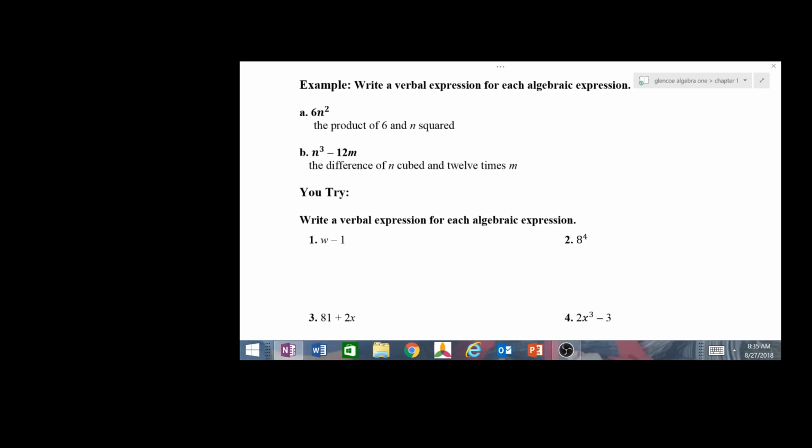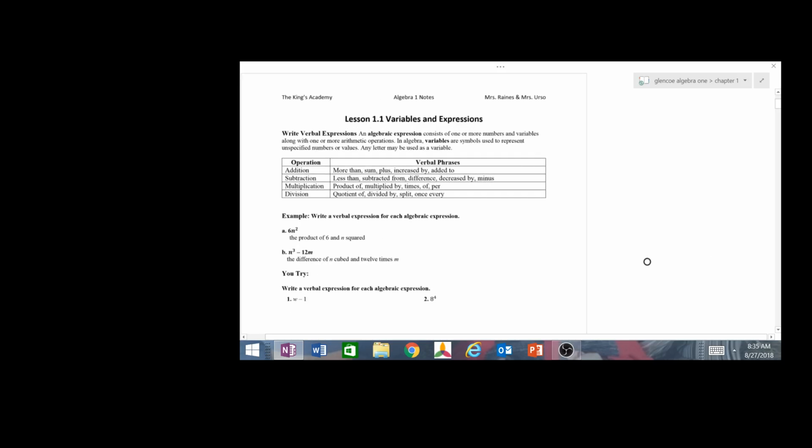Who might say 6n squared another way? Anybody? Raise your hand, please. What's another way of saying it? Anybody want to give it a try? Go ahead, darling. 6 times n to the second power.